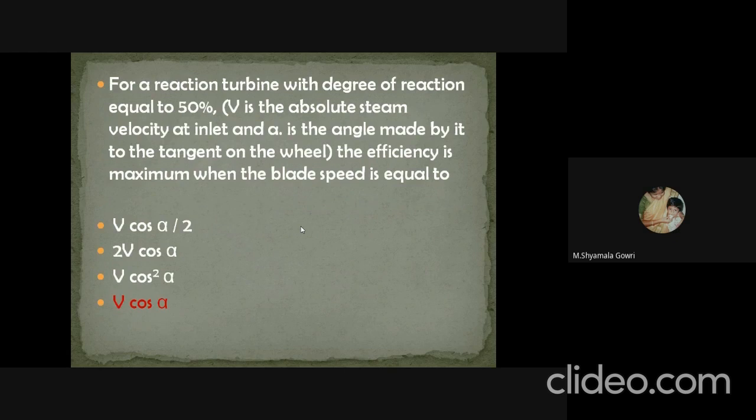For a reaction turbine with the degree of reaction equal to 50%, here V is the absolute steam velocity at inlet and alpha is the angle made by it to the tangent to the wheel. The efficiency is maximum when blade speed is equal to V cos alpha. This is derived: the efficiency is maximum only when the blade speed is V cos alpha. Here V is the absolute steam velocity, and alpha is the angle made by it to the tangent of the wheel.